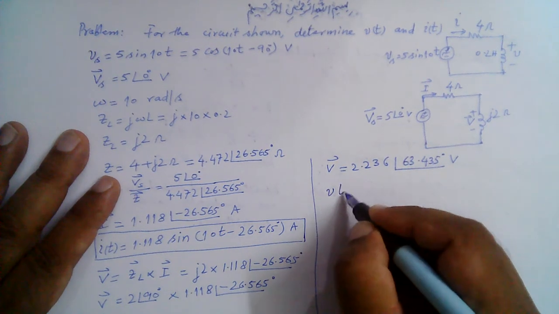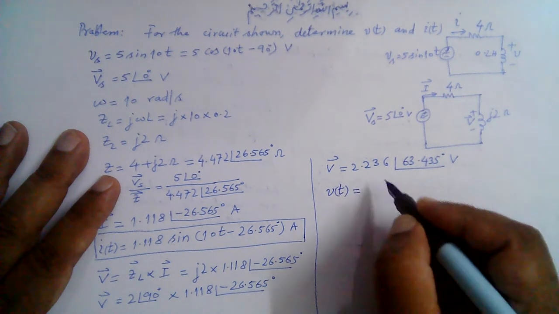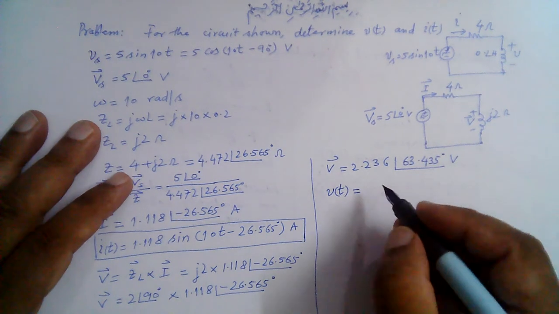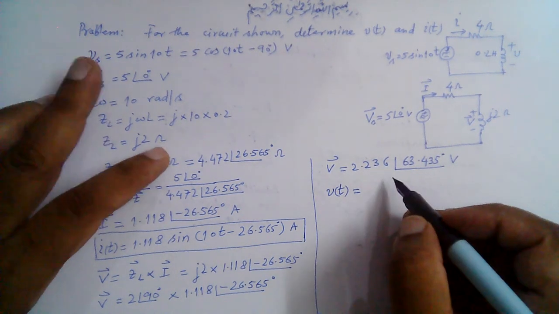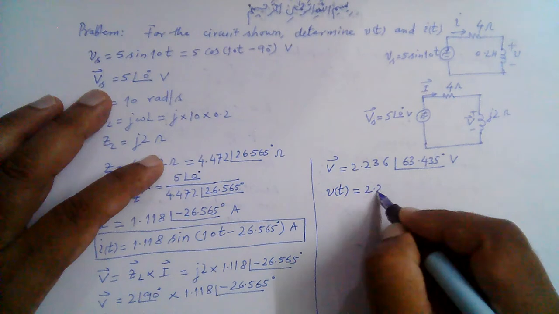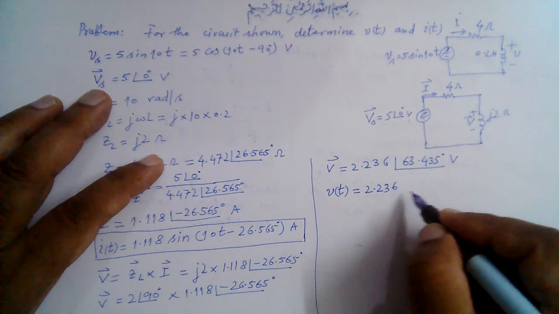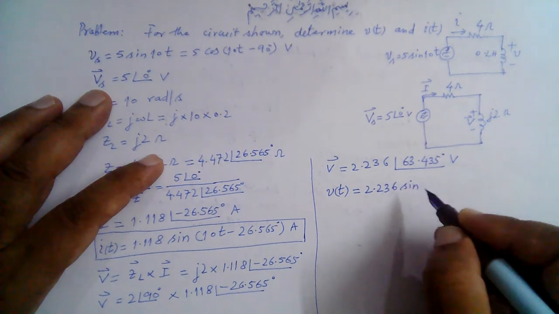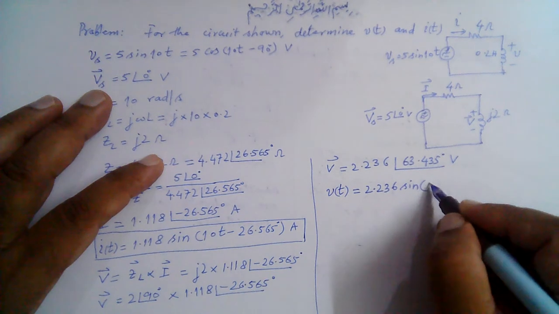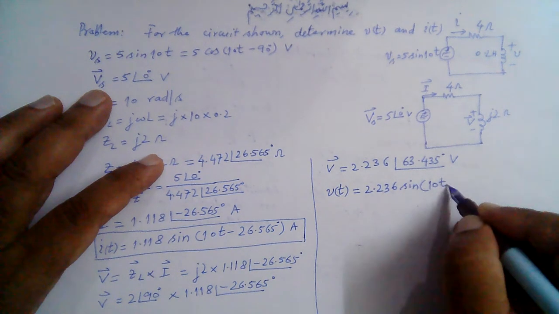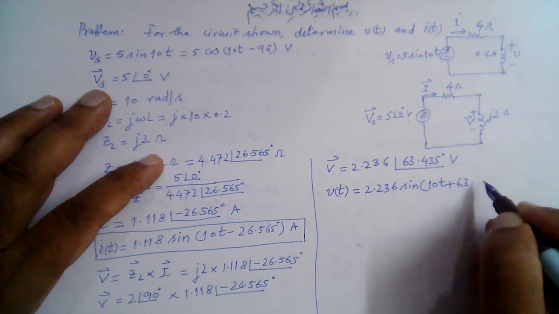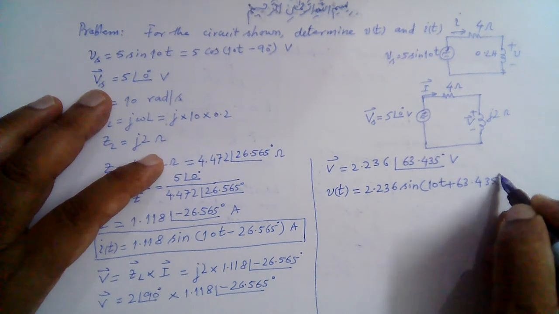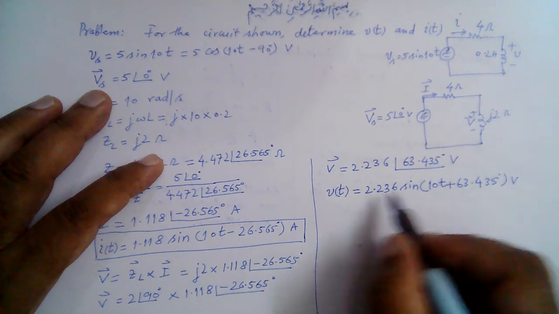And we can again find the sinusoidal function in the time domain by transforming it back, but remembering that we use the sine as the base. So this is 2.236 sine 10t plus 63.435 degrees volts.